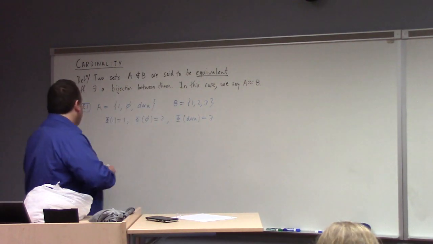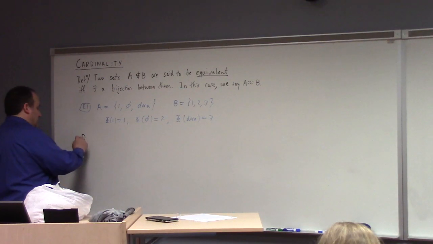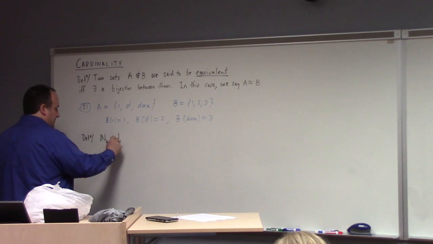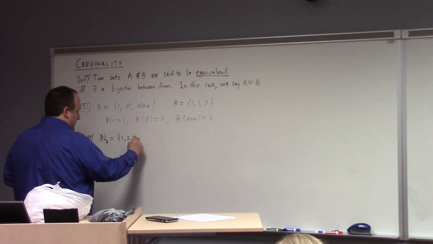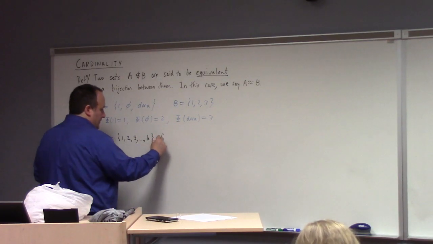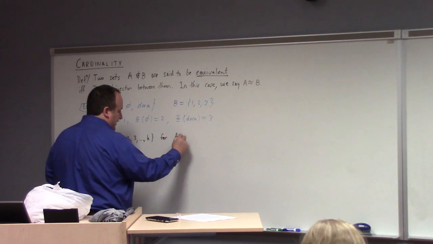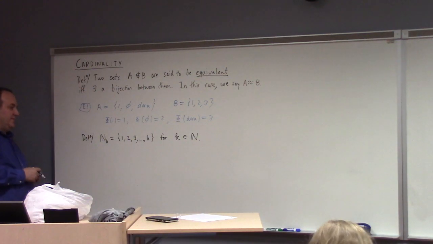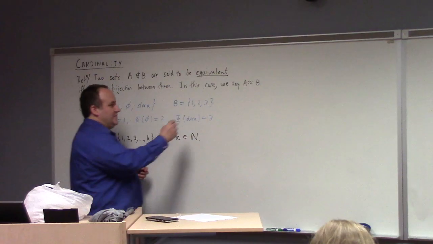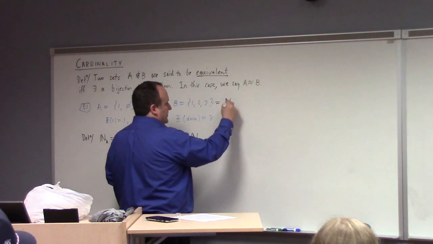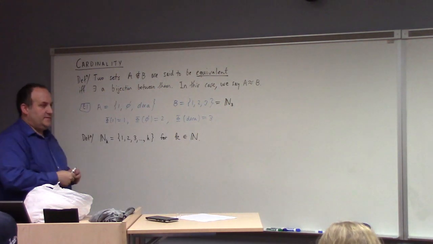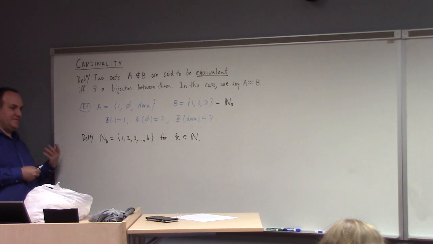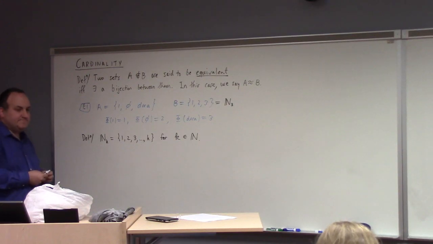Now, probably need to make another definition here. We're going to let n sub k be equal to 1, 2, 3, all the way up to k, for any k in the natural numbers, all right? So like in my previous example, my set B was actually what? N sub 3, right? So this is not like modular arithmetic or anything like that. This is just literally the list of the first k positive integers.